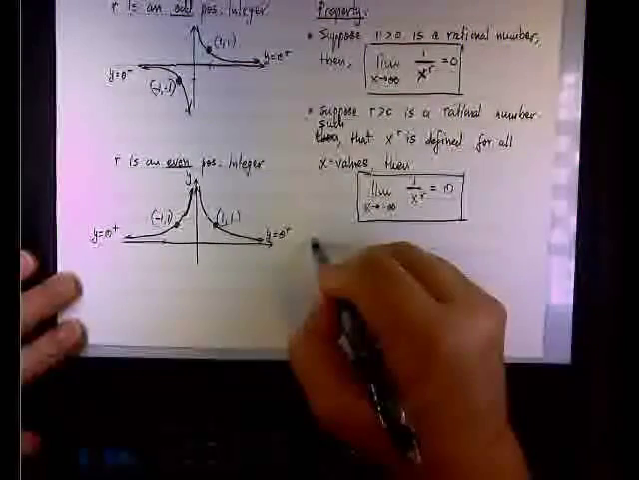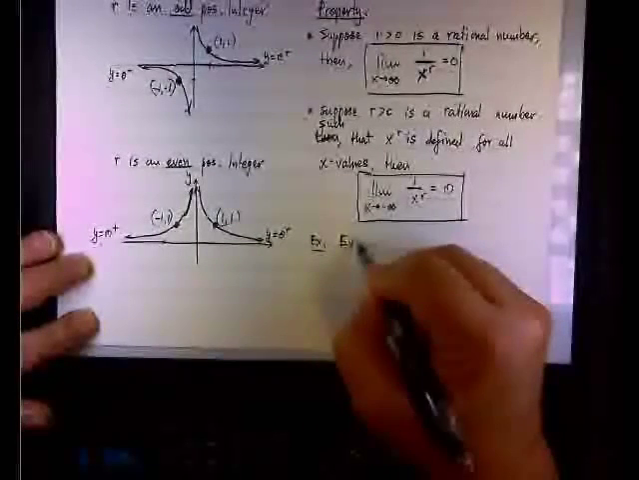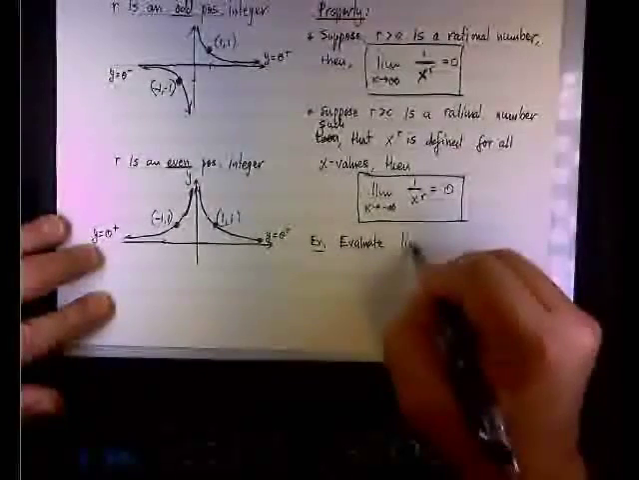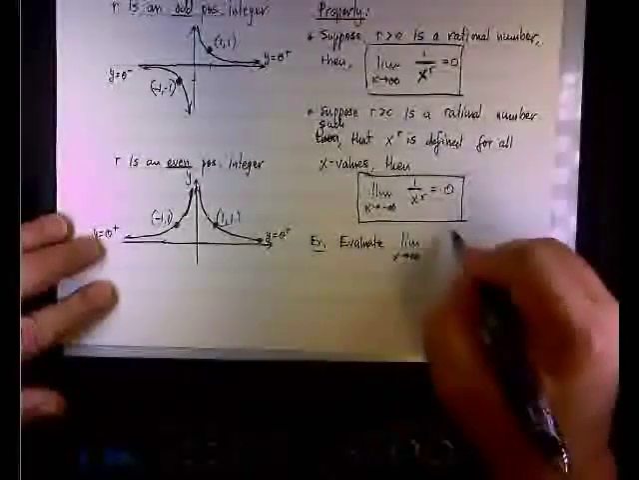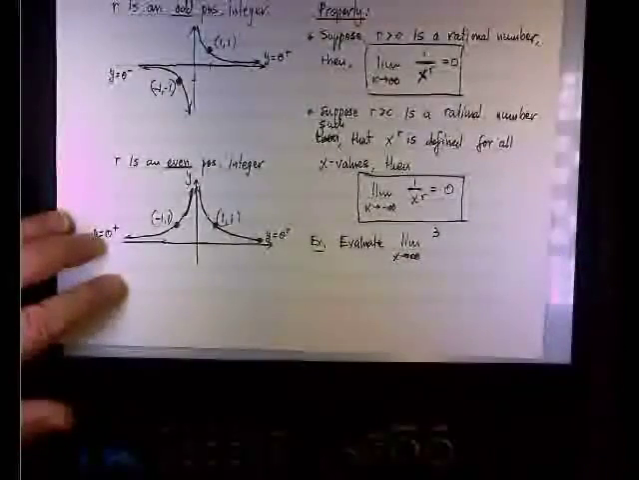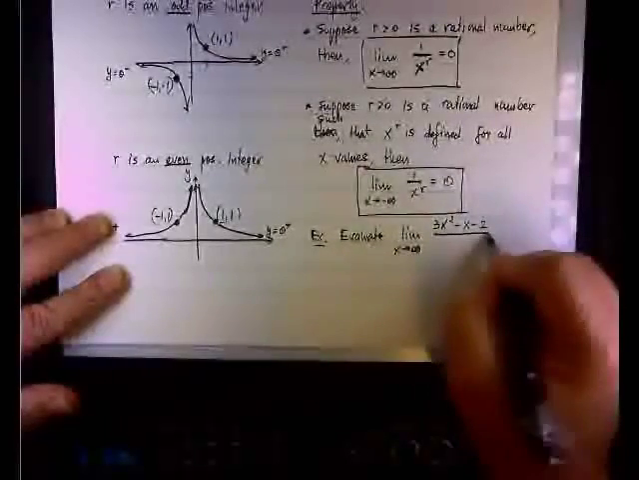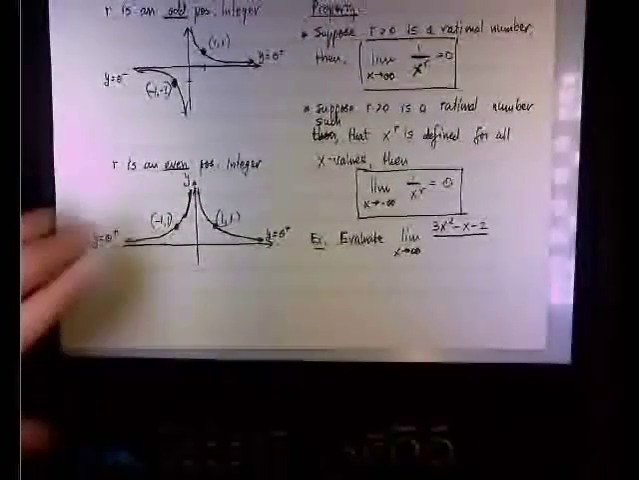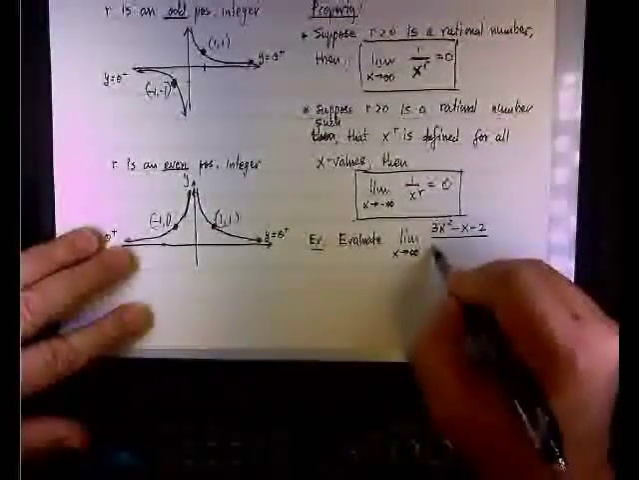So we're going to use this property to evaluate the following. We want to evaluate the limit as x goes to positive infinity of the following rational function: 3x squared minus x minus 2 divided by 5x squared plus 4x plus 1.